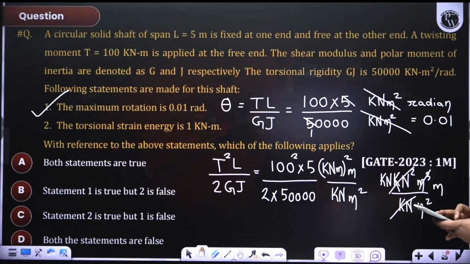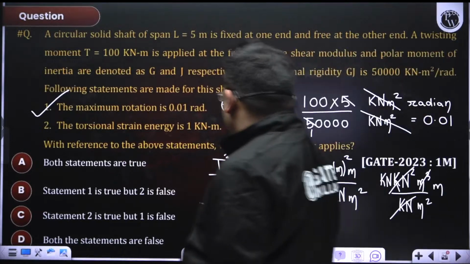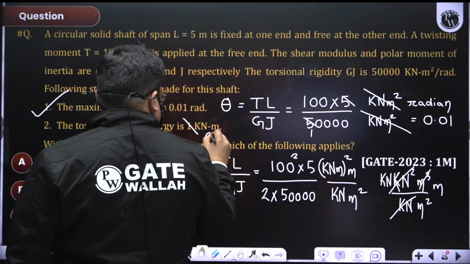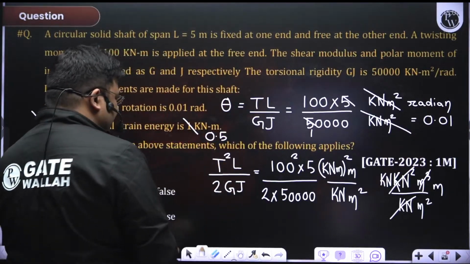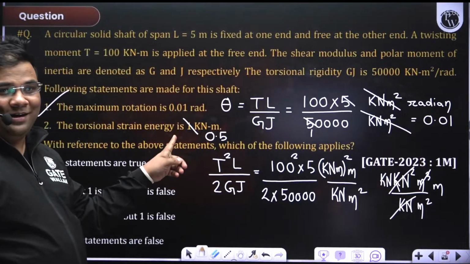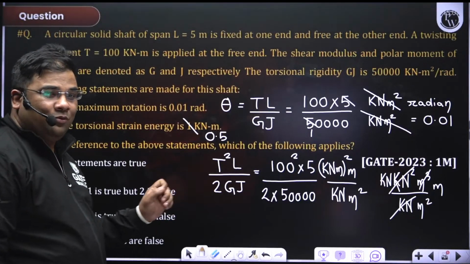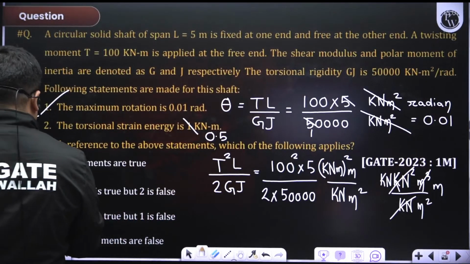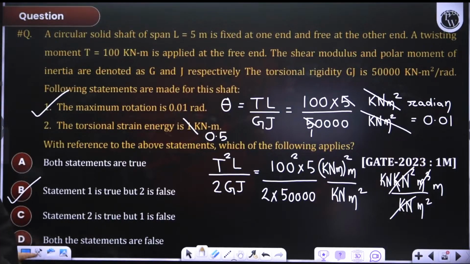But when you solve this, 100 square into 5 divided by, so we're getting 0.5. This is not 1.5. So if somebody misses this 2, then they will get 1. So therefore they might commit some mistake if they don't know the formula properly. So statement 1 is correct and statement 2 is wrong.